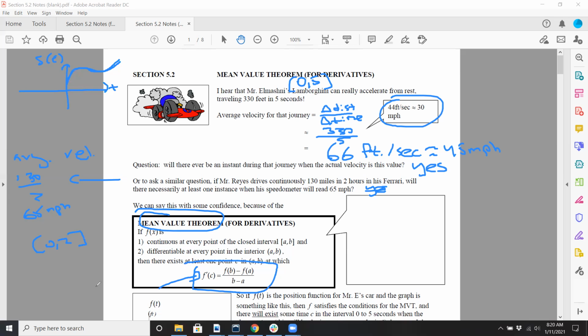F prime of c is going to be the slope of a tangent line in the interior of our interval. And this right here is going to be the average rate of change, as we've seen in the past.